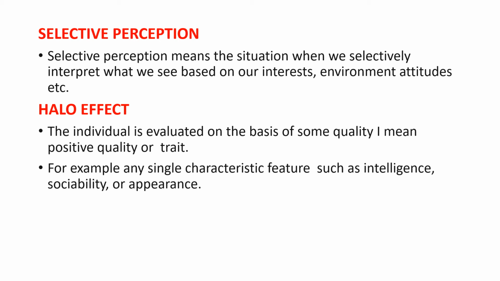Next is halo effect. Halo effect means the individual is evaluated on the basis of some quality, a positive quality or negative quality, or based on some character. For example, any single characteristic feature such as intelligence or appearance. Based on that we assess him. When we are evaluating a person like this, that is known as halo effect. That is another error which we can see in perception. Selective perception and halo effect are frequently happening in day-to-day life, and we can see this if you keenly look into society.